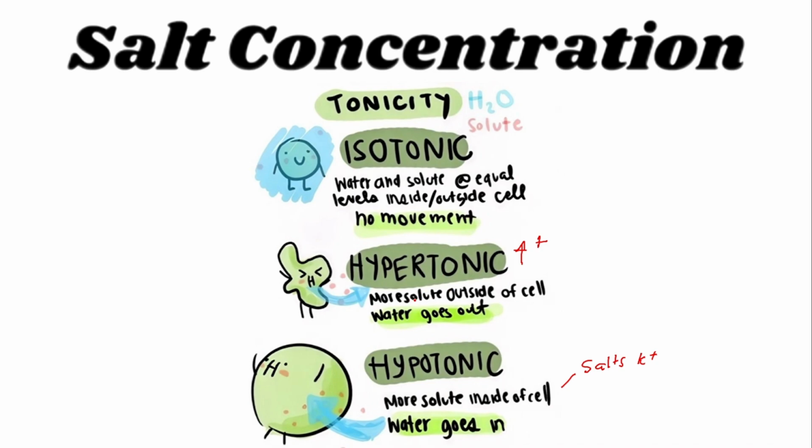So if there's more solute outside of the cell, can you see those red represents the solutes? Then water will go out. So can you see from this, water always goes where the solutes are, right? So if there's more solutes inside the cell, water will go in there. If there's more solutes outside of the cell, water will leave the cell. And for example, isotonic or isotonicity is when the water and solute levels are equal inside and outside. So there will be no movement of water.